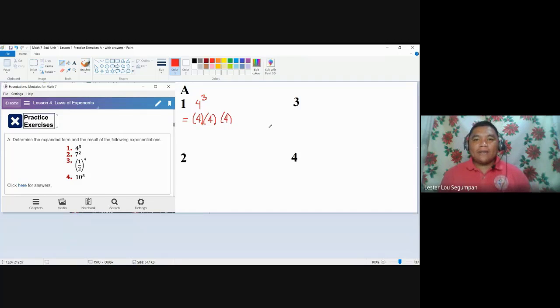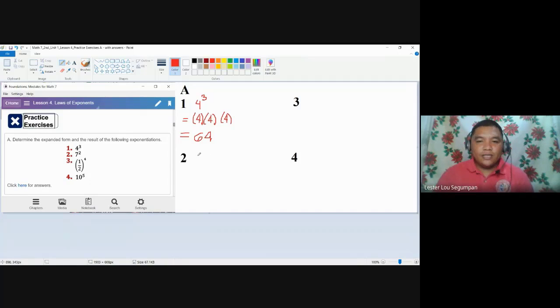If you have 2 times 2 times 2 times 2 times 2 times 2 times 2 times 2, you count the number of 2's, you can condense it and only place an exponent. The exponent means the number of bases multiplied to each other. This is the expanded form, and 4 times 4 is 16, times 4, you'll have the result of 64. This is the result for number 1.